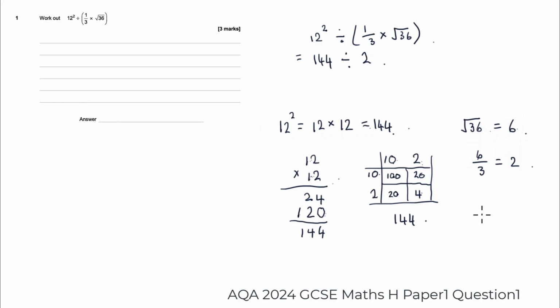And we've now got to divide 144 by 2. So 2 into that 14 would go 7. 2 into that 4 goes 2. So we end up with the answer of 72, and not a calculator in sight.